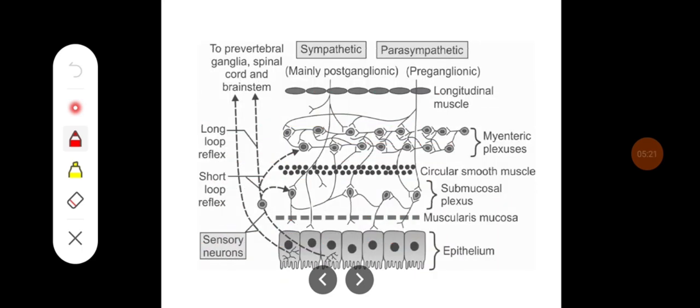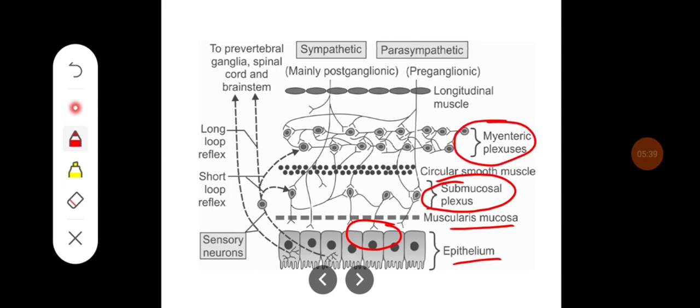So this is a diagram showing the different layers, that is epithelium, muscularis mucosa, submucosal plexuses, that is mucinous plexuses, which mainly help in the glandular secretion, whereas the myenteric plexuses, which are present between the two layers of muscle fibers, stimulation of which is going to increase the contraction and peristalsis.